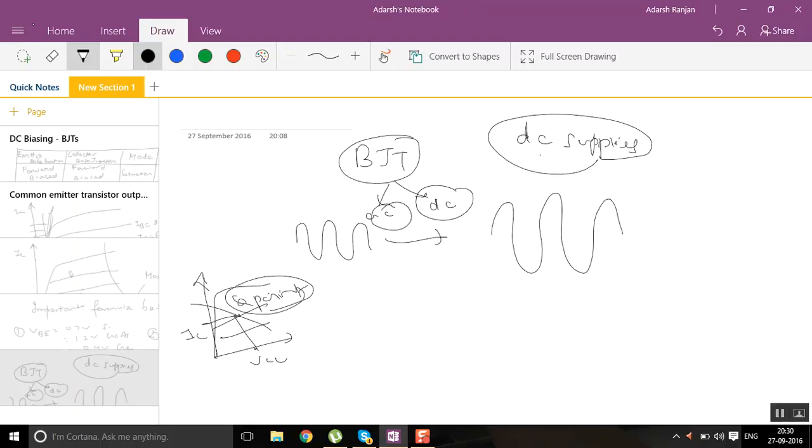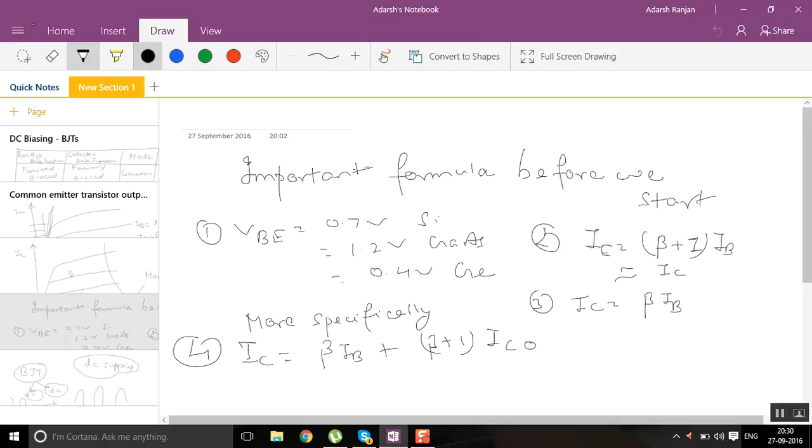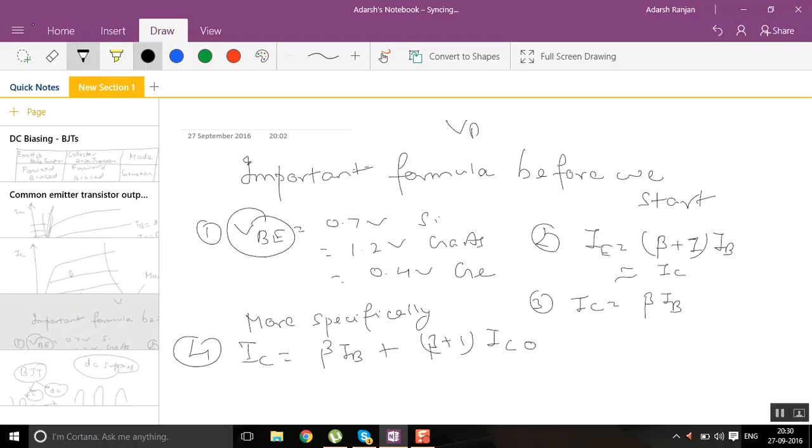Now, before going into the detail, there is something that everybody should know. These are the important formulas that you should know before going into the further lectures or videos. So VBE, this is the voltage across the base and emitter junction. First of all, we all know that a transistor is composed of two PN junctions. One is base and emitter, and second is collector and base.